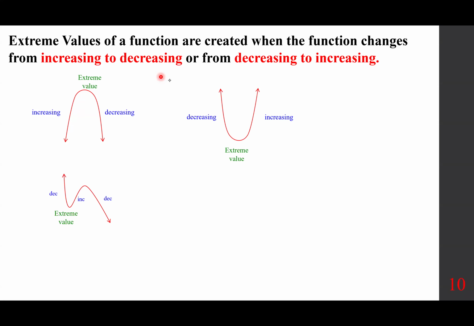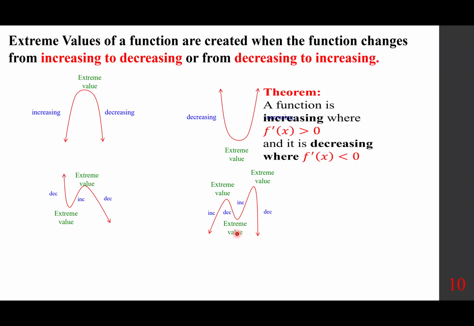Here, decreasing, increasing, decreasing. As the change occurs from decreasing to increasing, we have an extreme value. This is a local minimum. Here, we have a local maximum. Over here, increasing, decreasing, increasing, decreasing. So increasing to decreasing is a local max, decreasing to increasing is a local min, and that is telling you how to find local max and min. As the change occurs from increasing to decreasing, it gives us the local maximum. As the change occurs from decreasing to increasing, it gives us a local minimum. So that's pretty obvious. This is an extreme value, so is this one and this one.